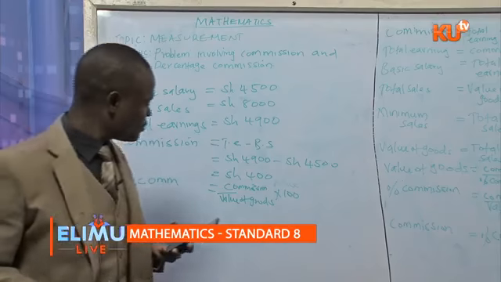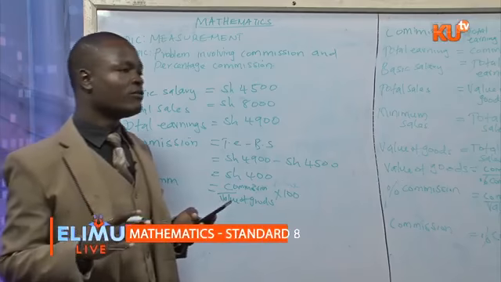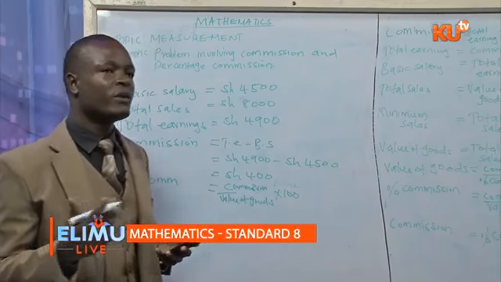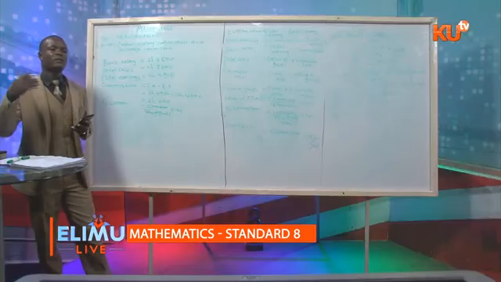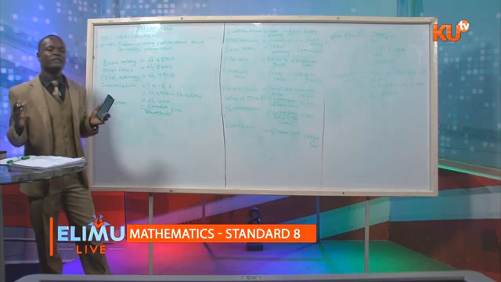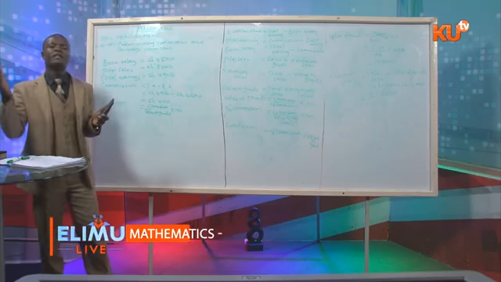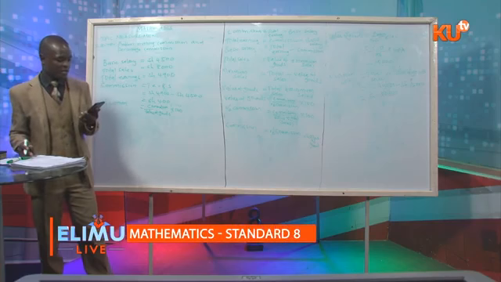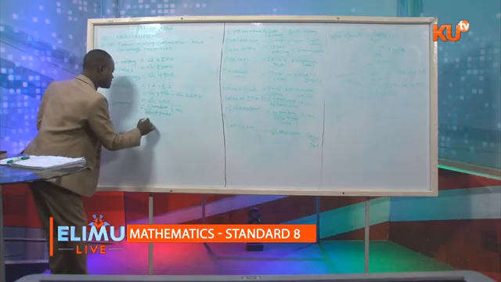Now allow me to explain the two. We have value of sales and value of goods. We use value of goods when we have been given a minimum sale. For example, you can be told goods sold above. But if you just say value of sales, that means that this person was given commission on all the sales that he made. So we come here and say commission, which is 400 shillings.